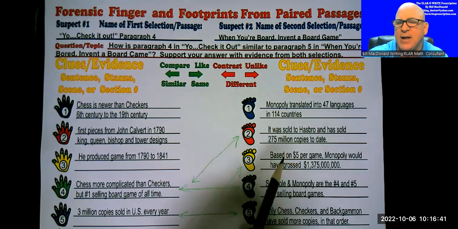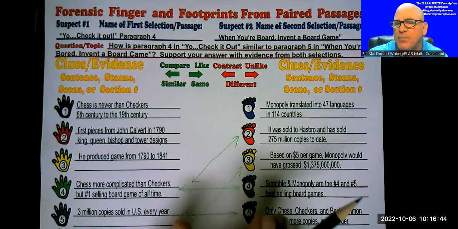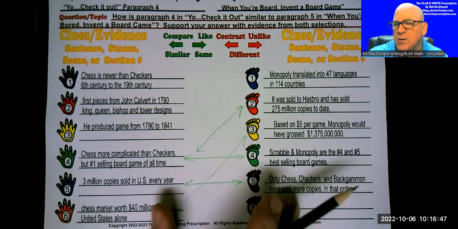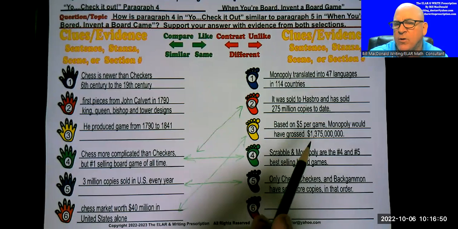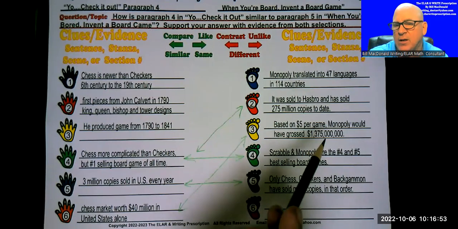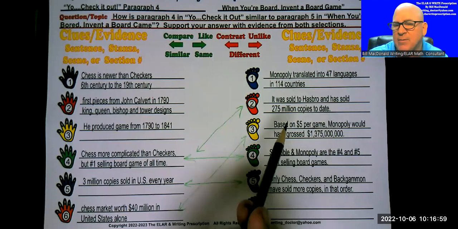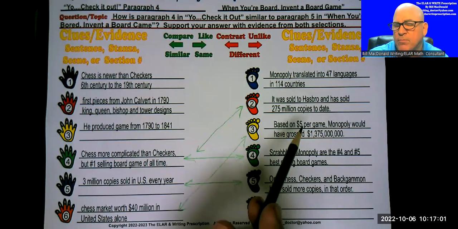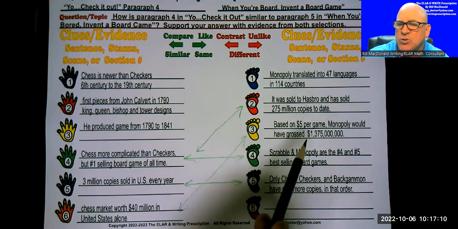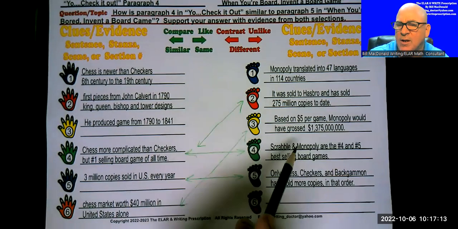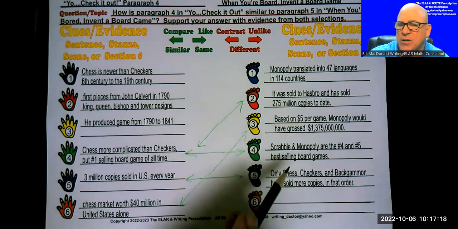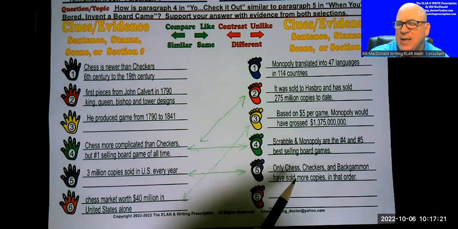Yellow: based on an average of about $5 a game, Monopoly would have grossed 1,375,000,000 so far. And as you know, board games nowadays cost like $20, but what they did was say, overall, since it was created, just based on $5 alone, that's how much money it would have earned. Green footprint: Scrabble and Monopoly are the number 4 and 5 best-selling board games. Purple: only chess, checkers, and backgammon have sold more copies, in that order.